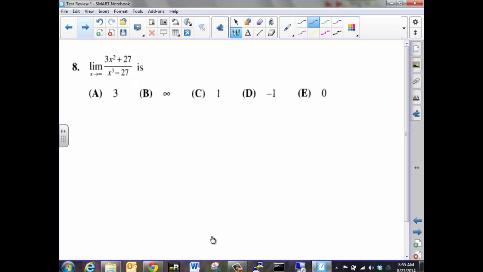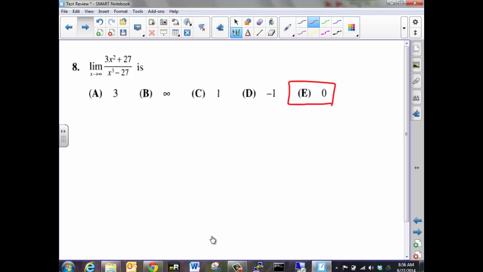Then we had 8. And we've got a limit going to infinity again. This time the biggest is on the bottom, so the limit is 0. Very good. All right, we felt good, and then we hit number 9.